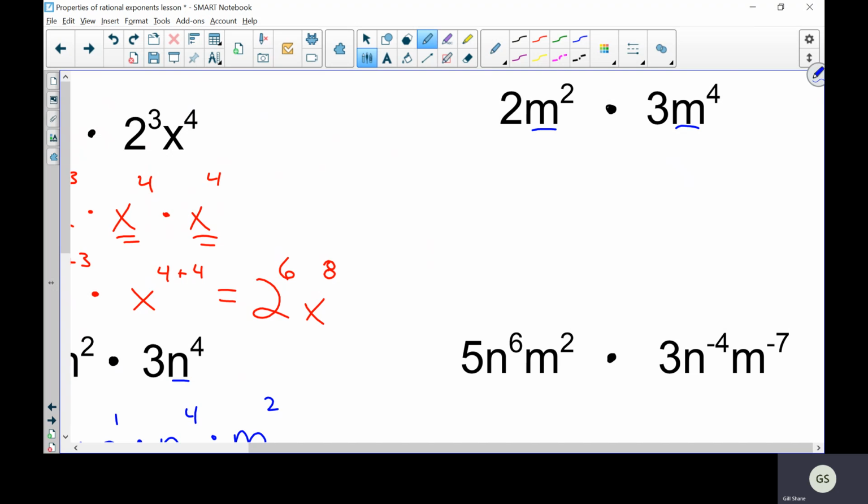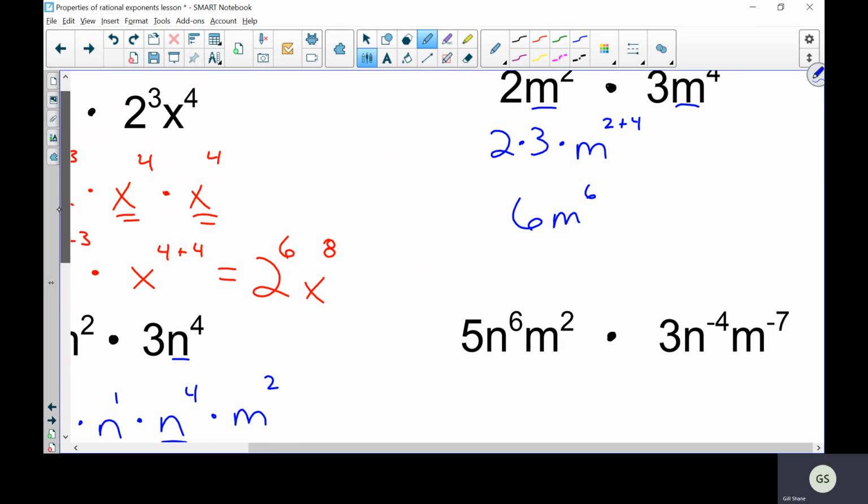Now I don't have a like base with the numbers, but I can still multiply that 2 and that 3 together. So I'm going to change the order. And then if we have like bases, we can add the exponents. So my final answer is that. Any questions on that one? So you can use that one as a model.